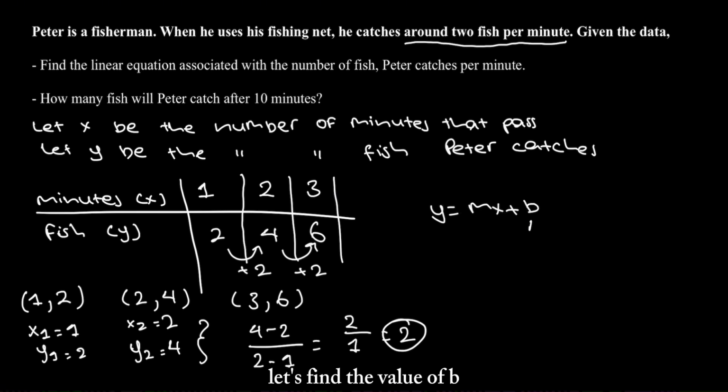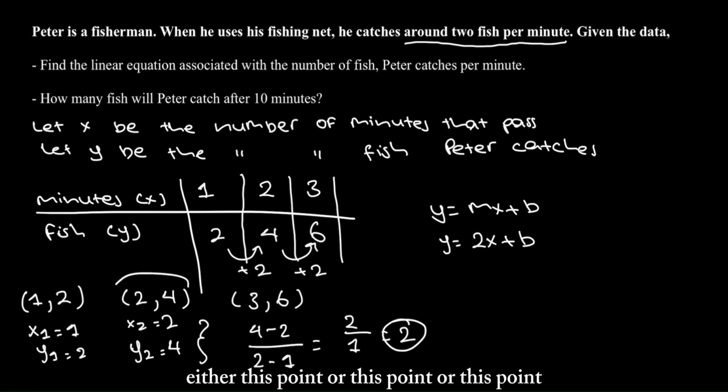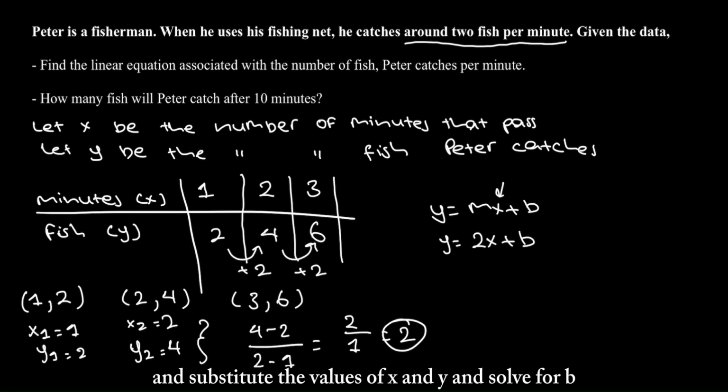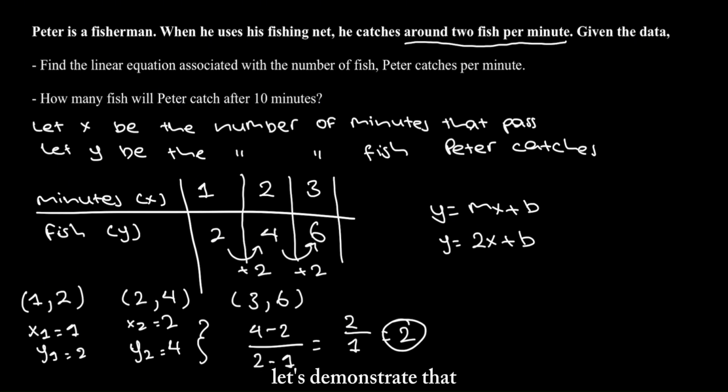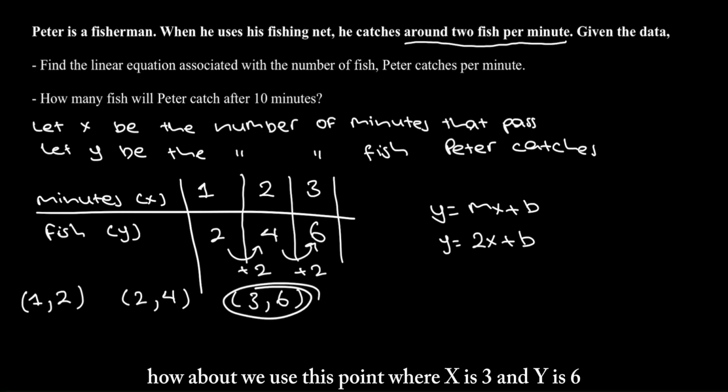Let's find the value of b. Let's first develop the linear equation using the information that we know so far, which is y equals 2x plus b. Now, in order to find b, we need to use any point that we have, either this point, or this point, or this point, and substitute the values of x and y and solve for b. Let's demonstrate that. How about we use this point, where x is 3 and y is 6.